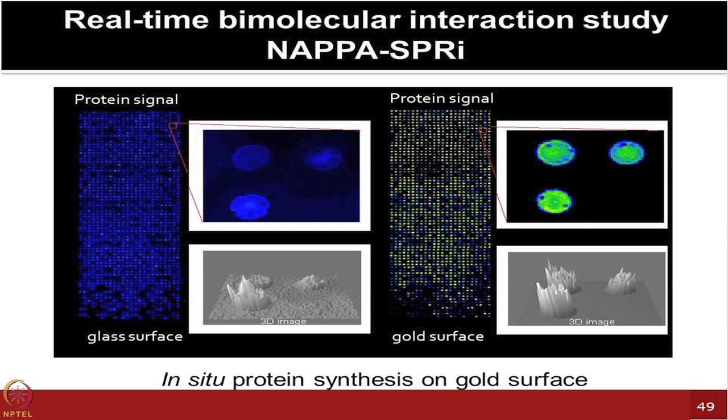And for the first time, it was planned whether we can mimic the same thing on the gold surface. But looking at the 3D views and AFM images, it was apparent that NAPPA could probably work on the gold surface as well.